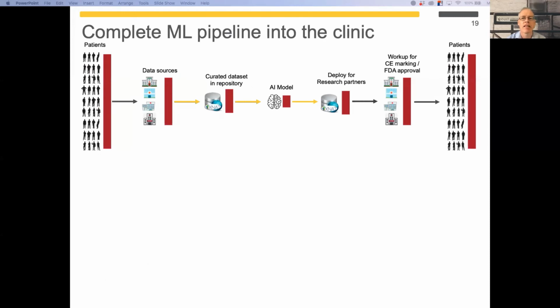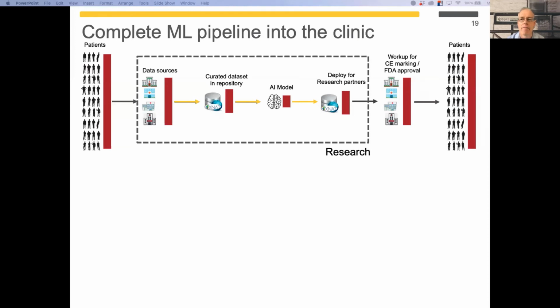So finally, in my last slide, I thought it'd be worth illustrating a complete machine learning project and pointing out just how many steps involve XNAT. In the overall picture, the niche XNAT occupies is this middle research layer that involves getting data from the hospital data sources, anonymizing it, putting the curated data in the repository, and then developing the AI model, and finally deploying it for research partners.